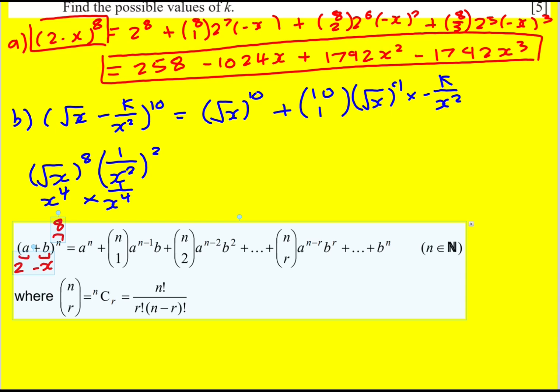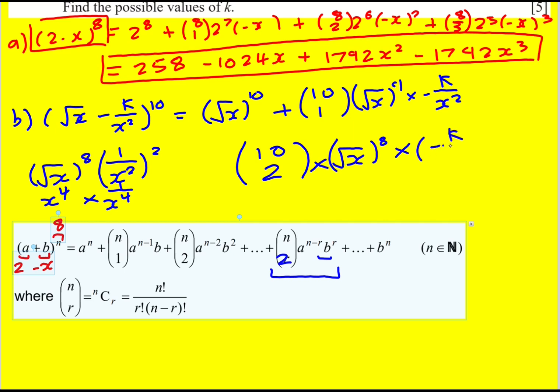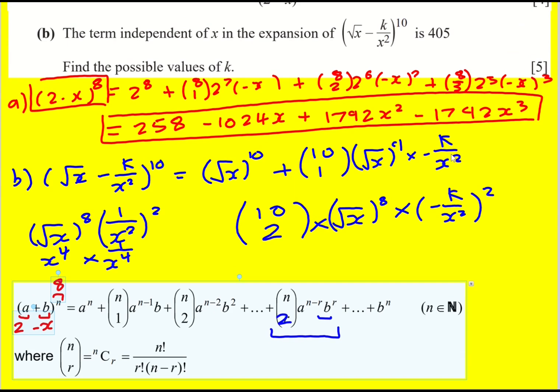And therefore, my coefficient is going to be 10 choose 2, because I'm actually using this bit here. So it's my second term to the power of r. It's my minus k over x squared, squared. That's where the 2 comes from. Could also do 10 choose 8. It's the same thing. But then I'll be timesing by root x to the 8 times minus k over x squared, squared. That is my term that's going to be independent of x. That is going to equal 405.